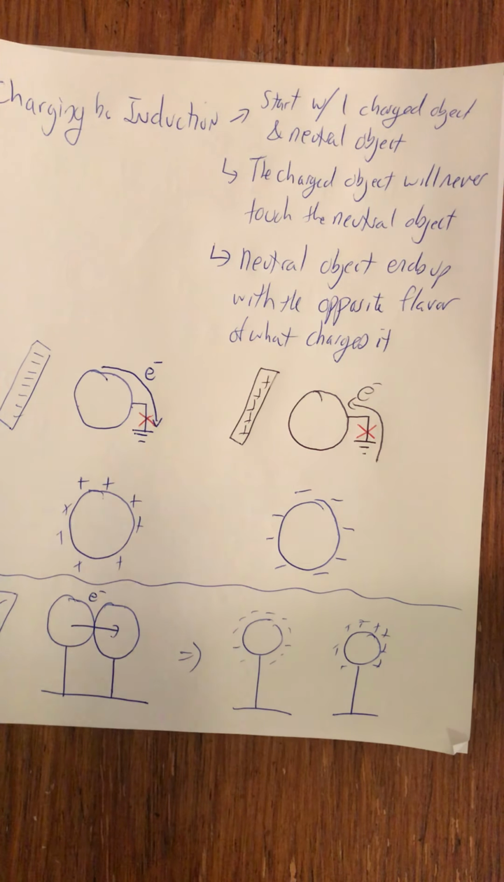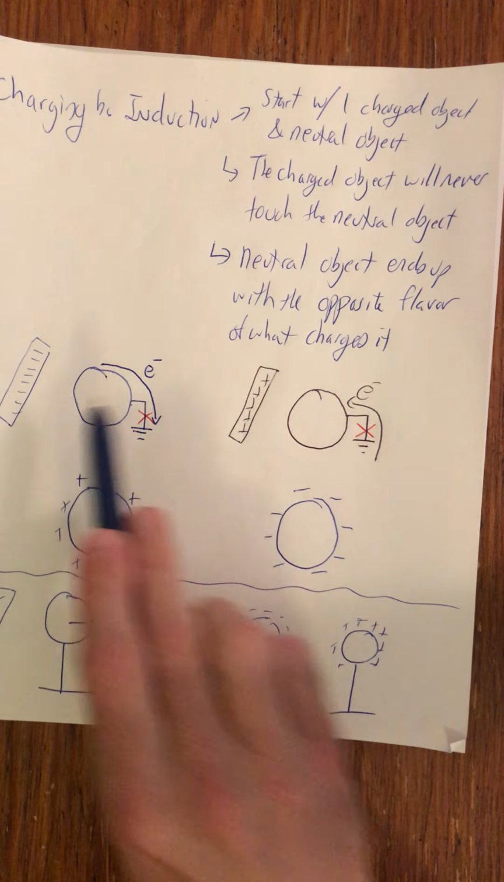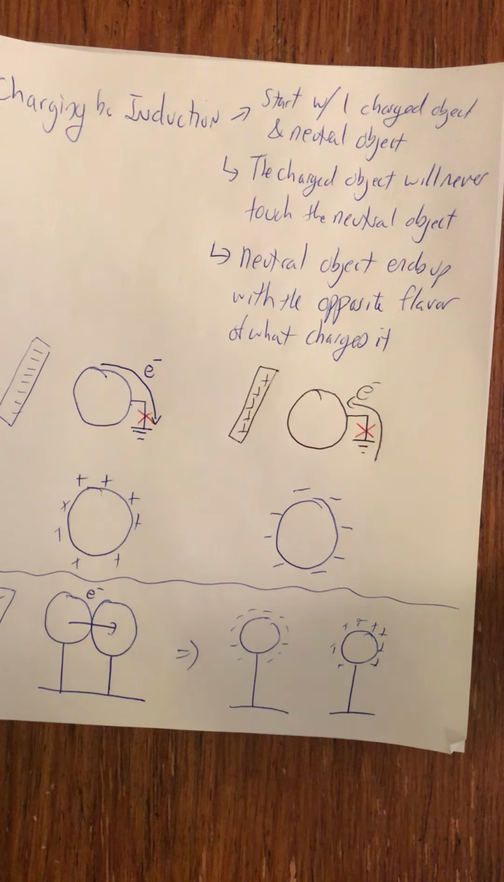Charging by induction is distinct from polarization because the net charge of this object changes, whereas in polarization, it does not. So there we go, our 3 charging processes: charging by friction, charging by conduction, charging by induction. And there we go.